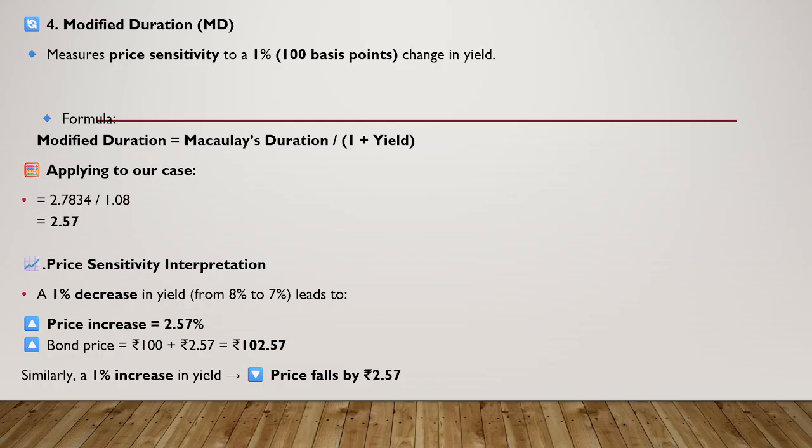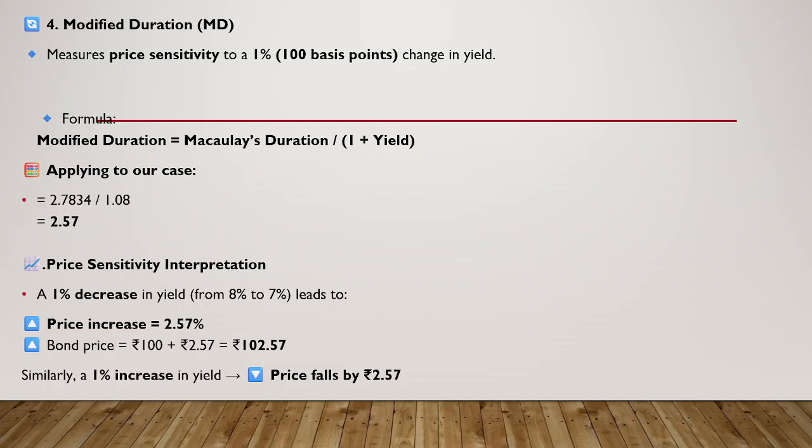In our case, it equals 2.7838 divided by 1 plus 0.08. Equals 2.7838 divided by 1.08 is equal to 2.5785. This tells us, for every 1% change in interest rate, the bond price will change by approximately 2.58%. And there's a negative relationship: if interest rates go up, bond prices go down and vice versa. So if interest rates fall by 1%, bond price increases by 2.58%. If interest rates rise by 1%, bond price falls by 2.58%.